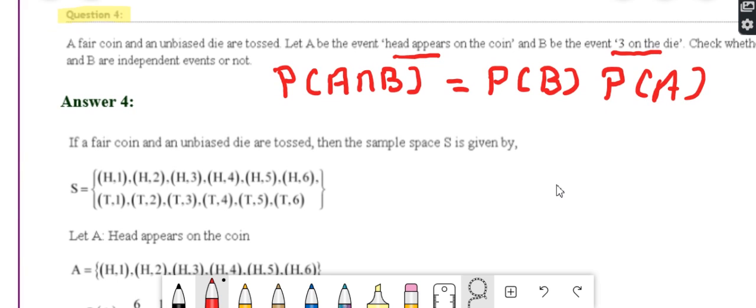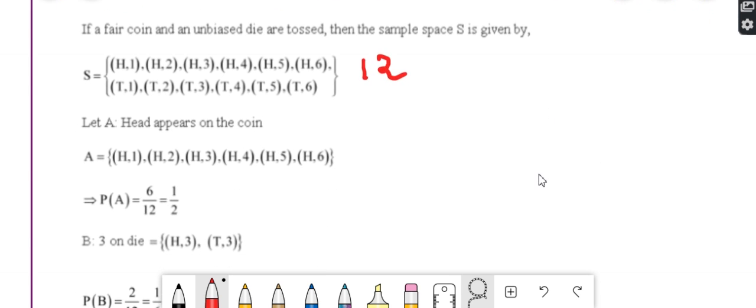Okay. So when you throw a die and a coin together, here you can see which kind of outcomes will appear: H1, H2, H3, H6 and T1, T2, T3, T6. So in total there will be 12 outcomes that you can see over here. Now A is the event Head appears on a coin. So H1, H2, H3, H6. So total favorable outcomes are 6 for A. So probability is 1 upon 2.